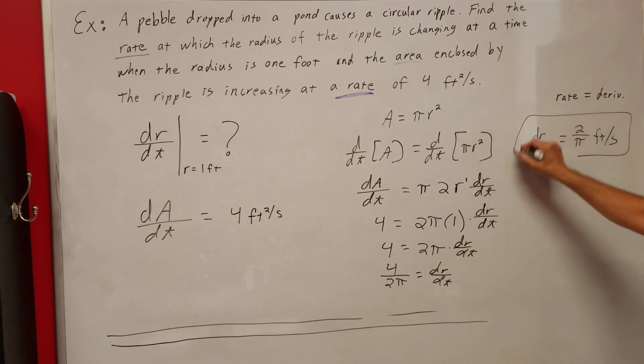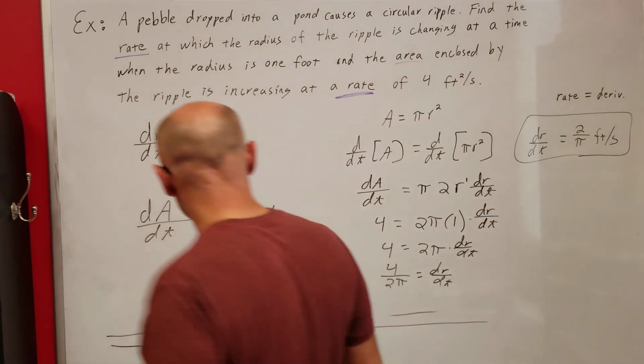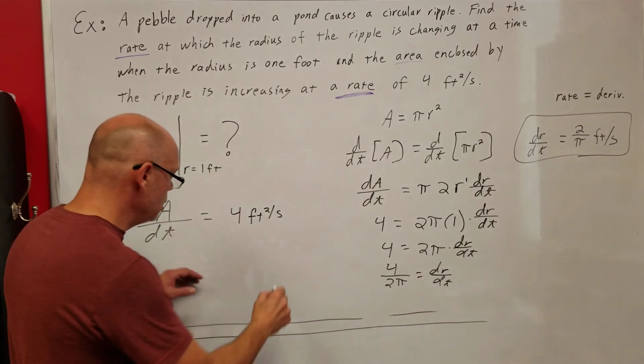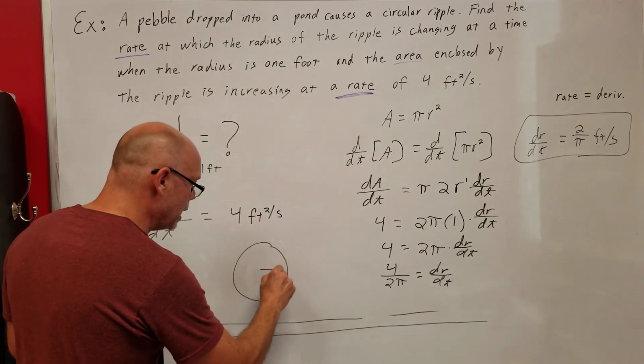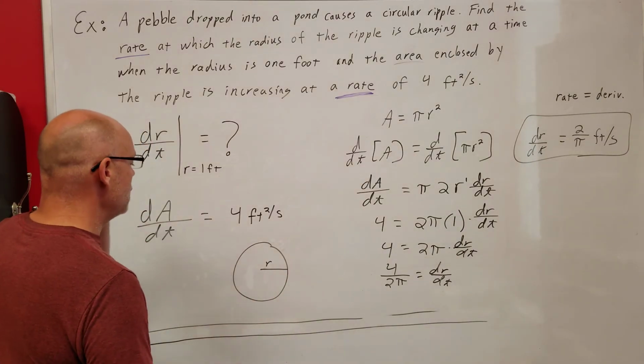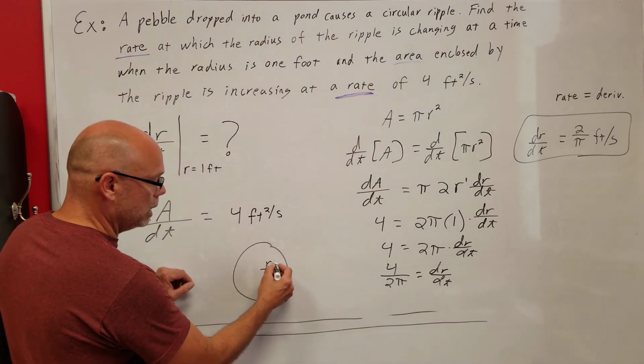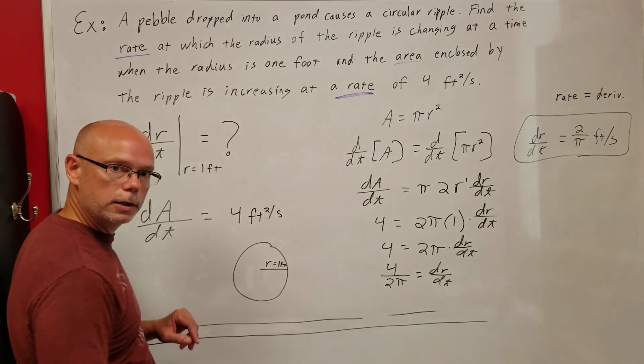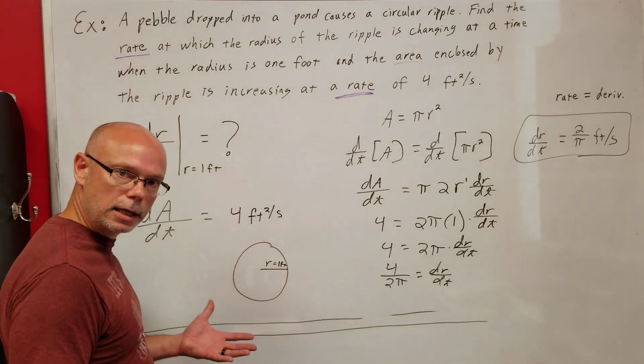Seconds. So what did we just find really? We just found out how fast my radius is changing at the instant whenever this radius is 1 foot. So basically like an instantaneous rate of change.